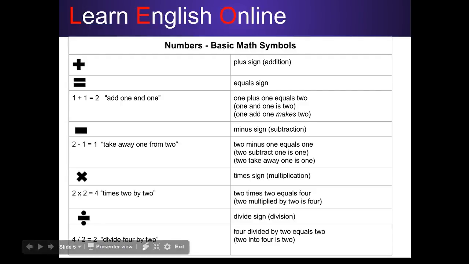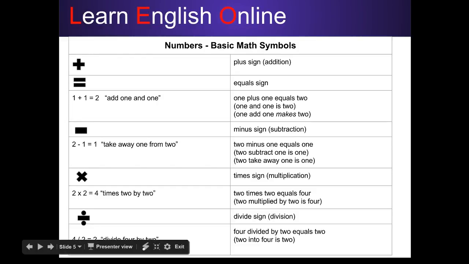Okay? Then we have the times sign, which is part of multiplication. Times 2 by 2 is the instruction. 2 times 2 equals 4. 2 multiplied by 2 is 4. We're not going to teach the times table, don't worry. You can learn that on lots of other websites.